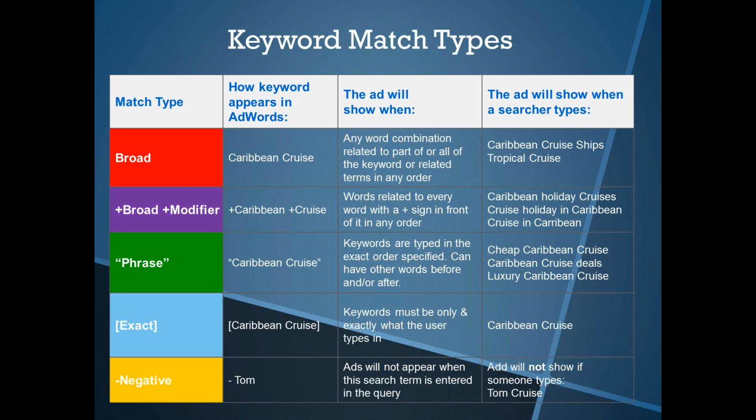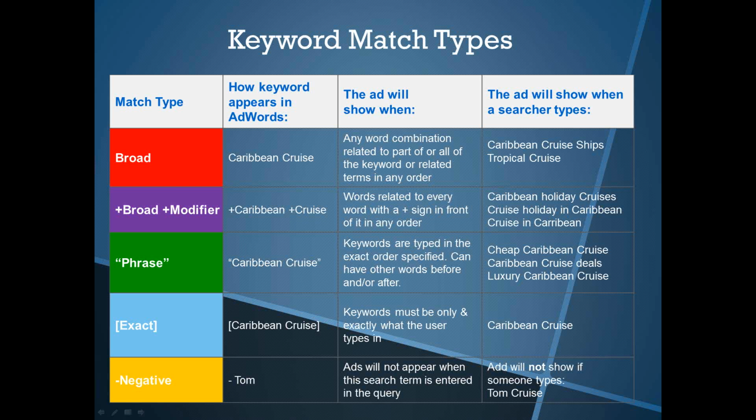A great one to use is the phrase match, because this one's not too specific. This happens when you put it in quotes, but this means that you can have a word show up before or after your keyword. So luxury Caribbean cruise or Caribbean cruise deals. Since people may not be searching exactly what you think people are, it's a great way to get other search terms that are close to it.